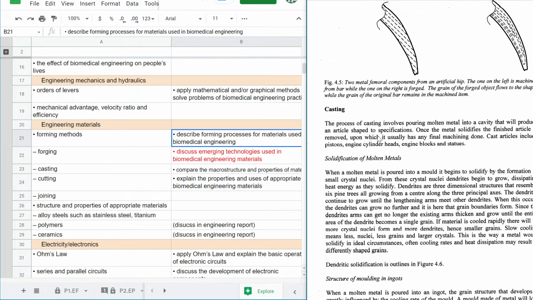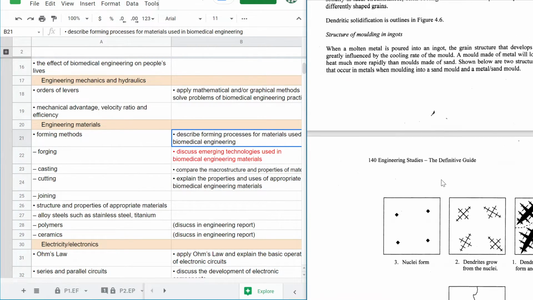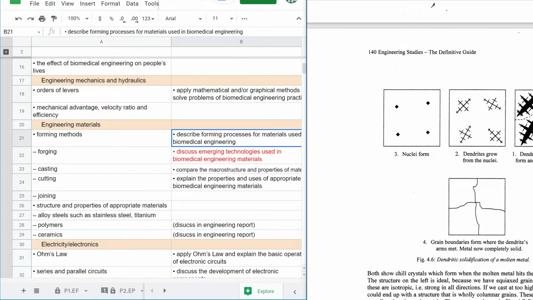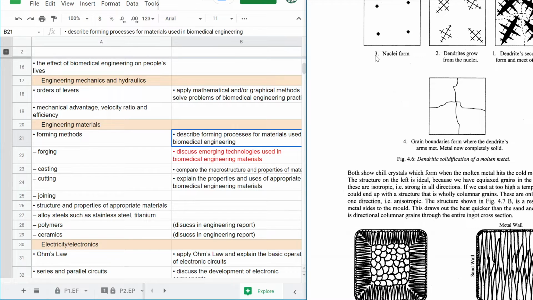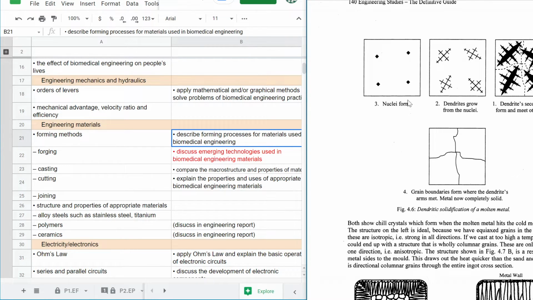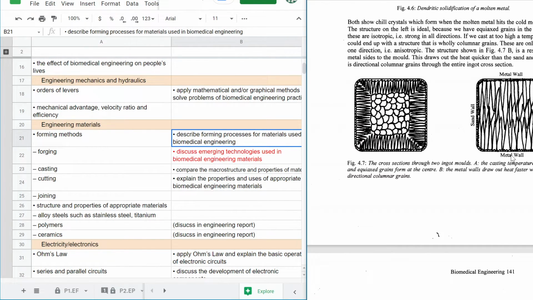Casting by definition is the solidification of molten metal. If you melt chocolate and allow it to set, that's casting. We've talked before in other videos about how this number should go 1, 2, 3, 4. We've seen videos of this dendrite formation. But what we're interested in is these ingots.